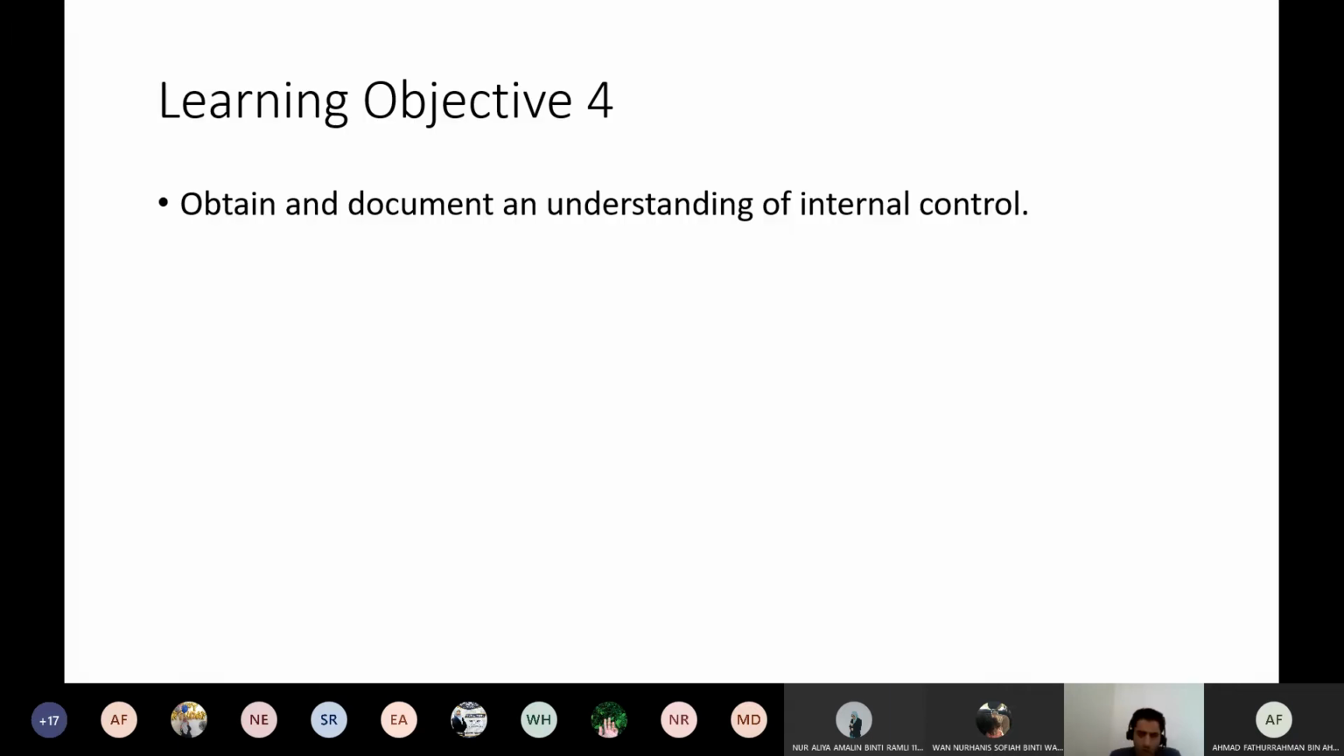Okay, so by now we finished the learning objective number 3 about the COSO.